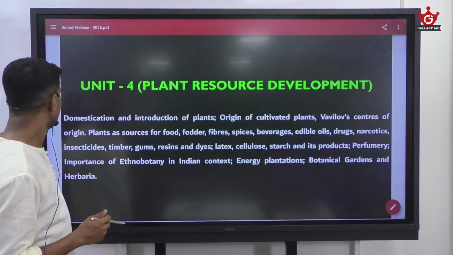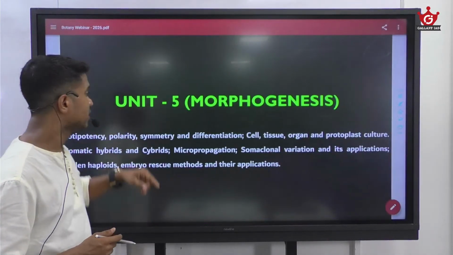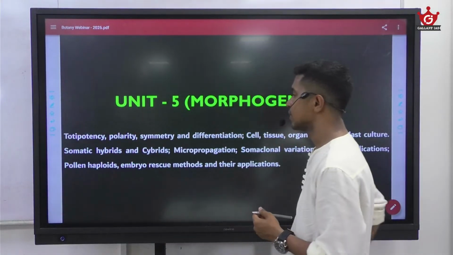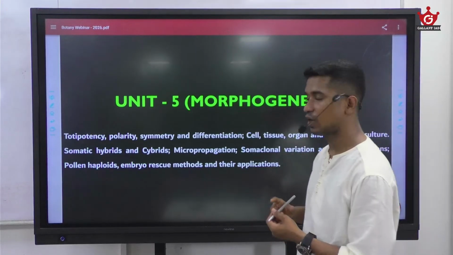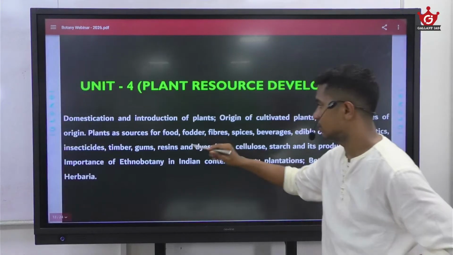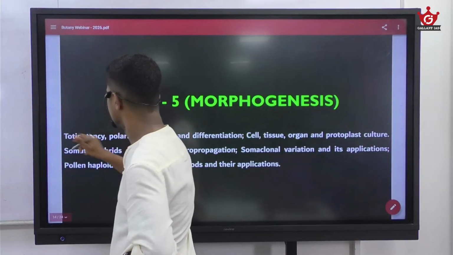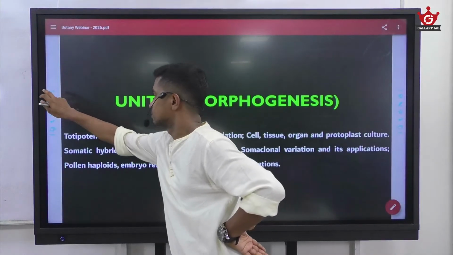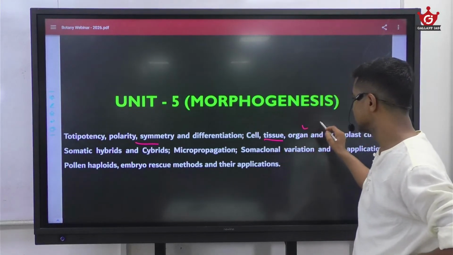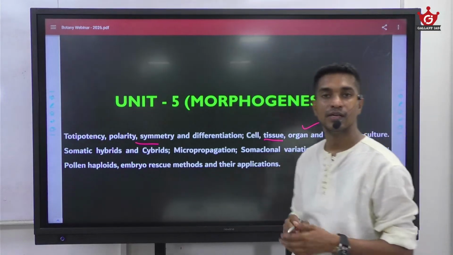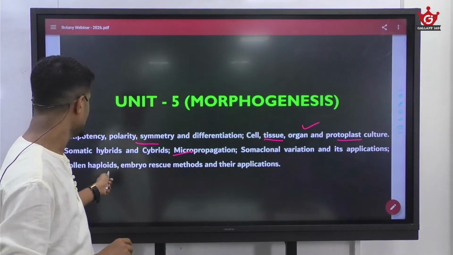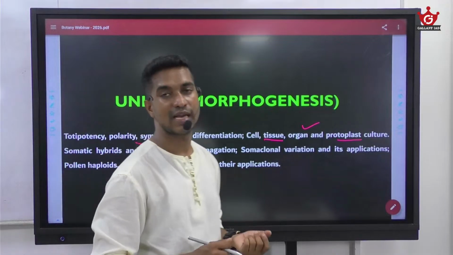And the last unit of paper 1 is morphogenesis. The topics mentioned under morphogenesis are totipotency, polarity, symmetry and differentiation, cell, tissue, organ and protoplast culture, somatic hybrids and cybrids, micropropagation, somaclonal variation and its applications, pollen haploids, embryo rescue methods and their application.